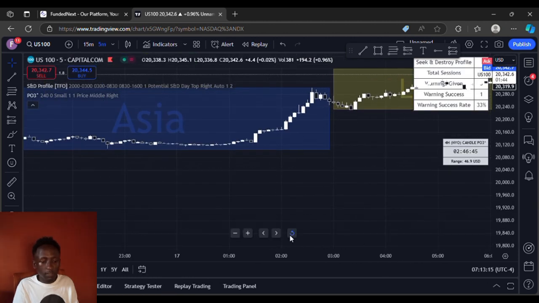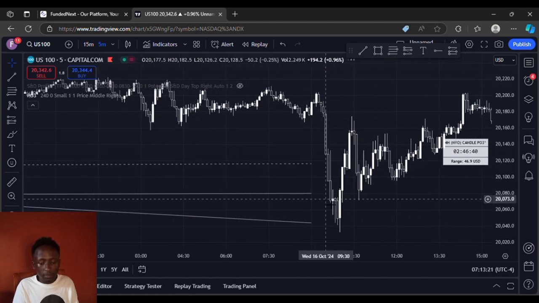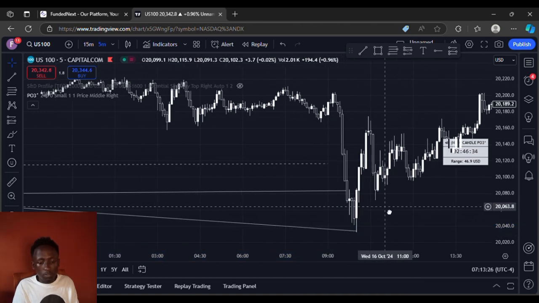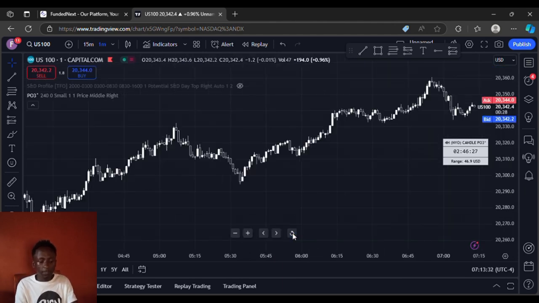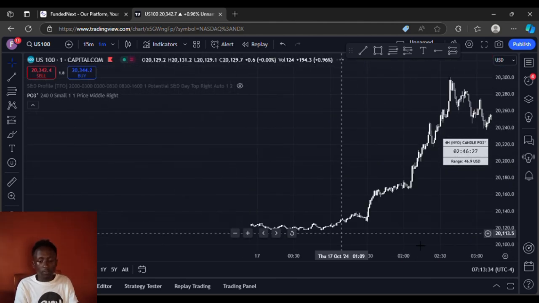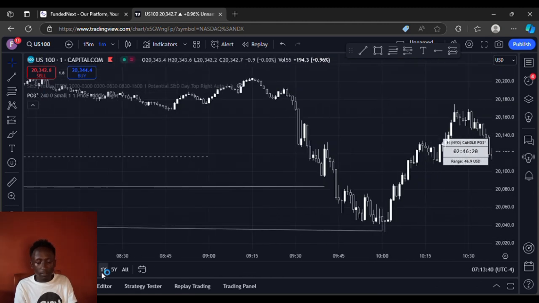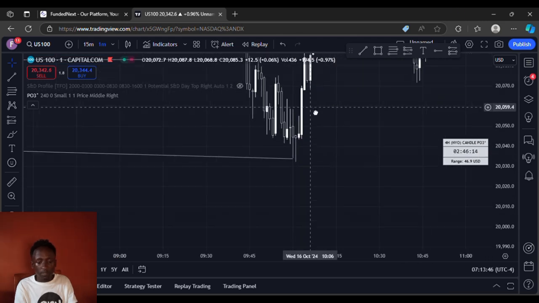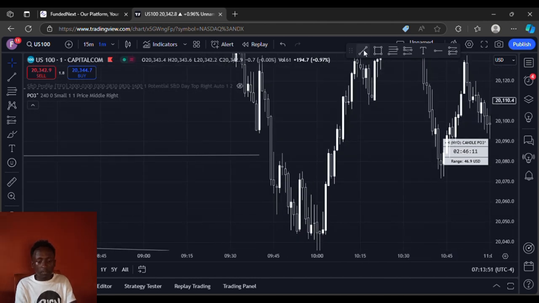On the 5-minute chart, there was this internal manipulation which happened around 10, at the start of the 10 a.m. candle. The start of the 10 a.m. candle came down, took out this sell side but did not displace through, and then displaced higher. This was the market structure shift.